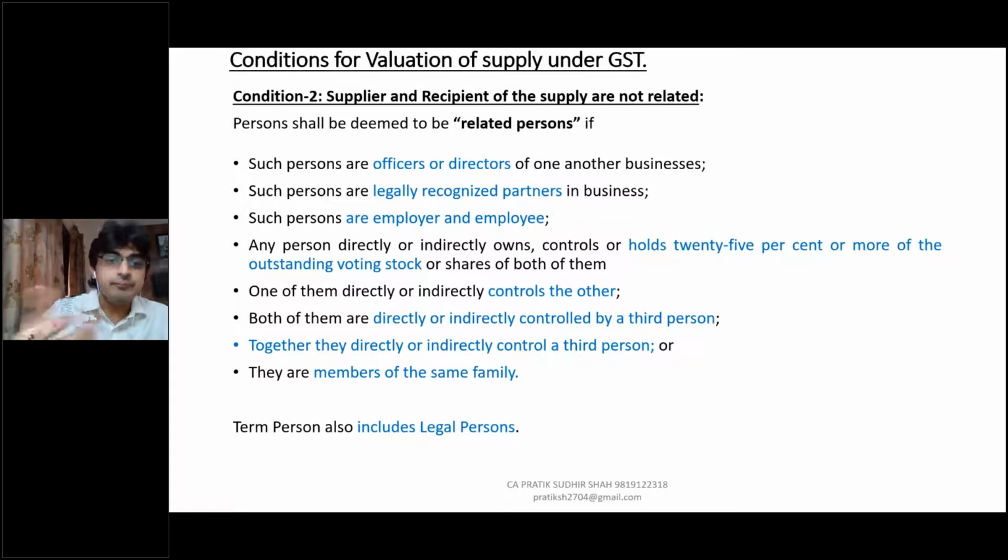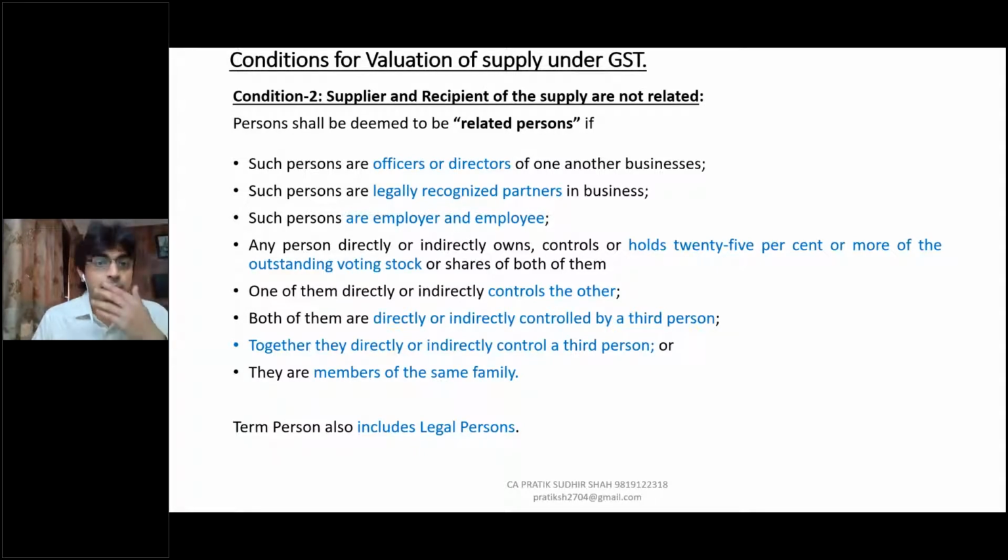In short, one person can exercise control over another, nothing else. One person can control another. One company can control another. One firm can control another. Partners, employer, employee. Obviously, an employee is controlled by the employer. So all those things are said to be related persons.